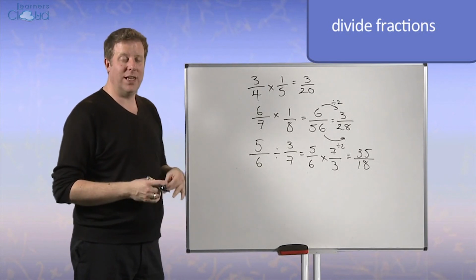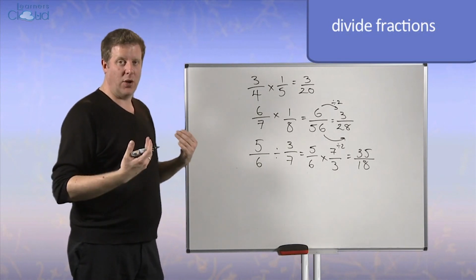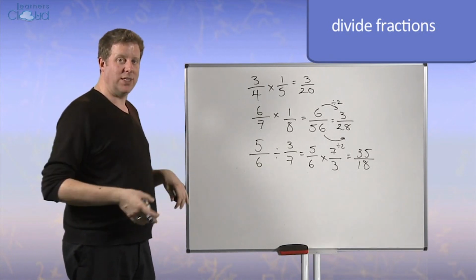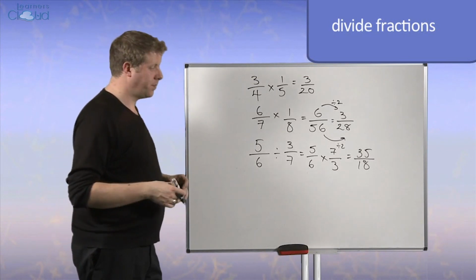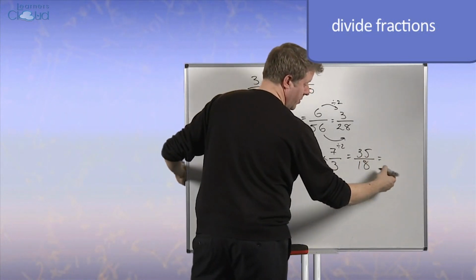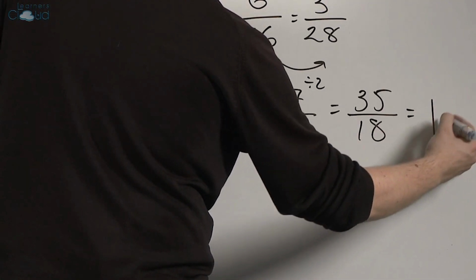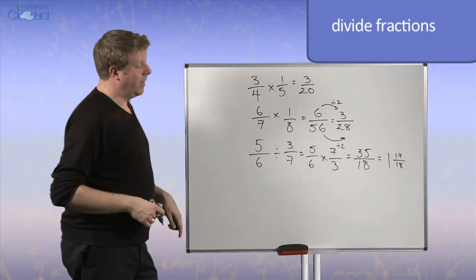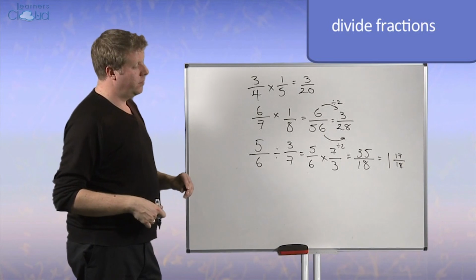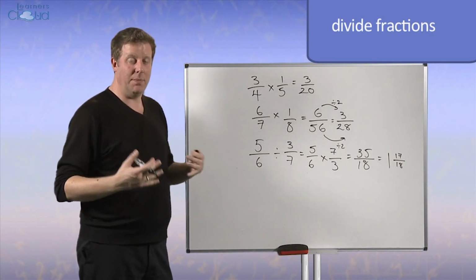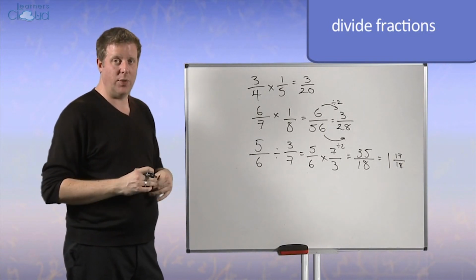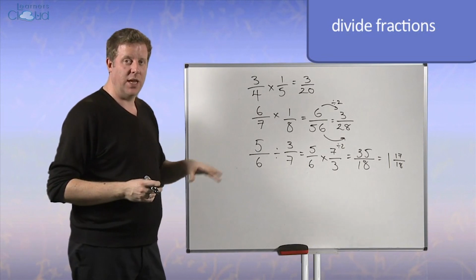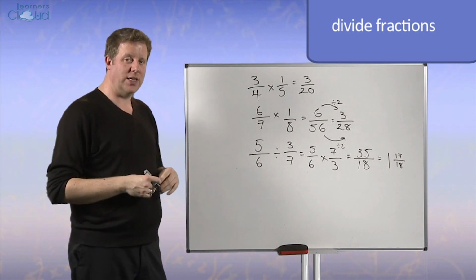If they ask you to write it in its simplest form, it means they'd like you to simplify it by writing it as a mixed number. So in this case, we would write this as 1 and 17/18. We'll be looking at mixed numbers and improper fractions again within this unit, so you can always have a look at that chapter if you want some more clarification on this.